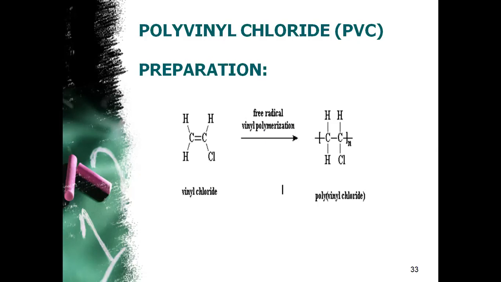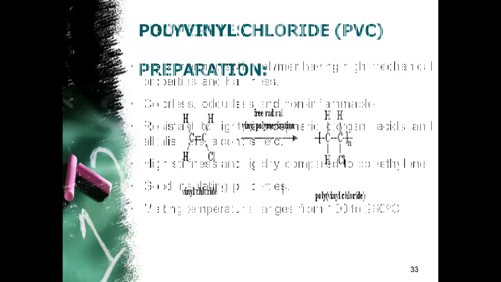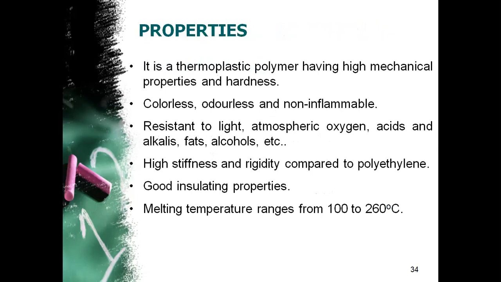It is synthesized by the polymerization of vinyl chloride as shown in the slide. The polymerization of the monomer vinyl chloride by free radical vinyl polymerization leads to the formation of the polymer polyvinyl chloride. Now let's go through some important properties of PVC.